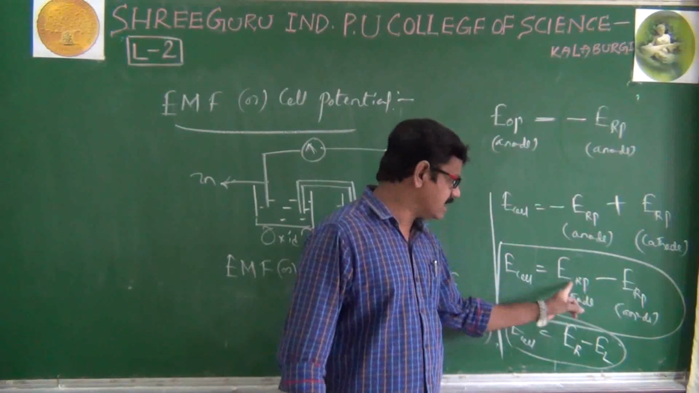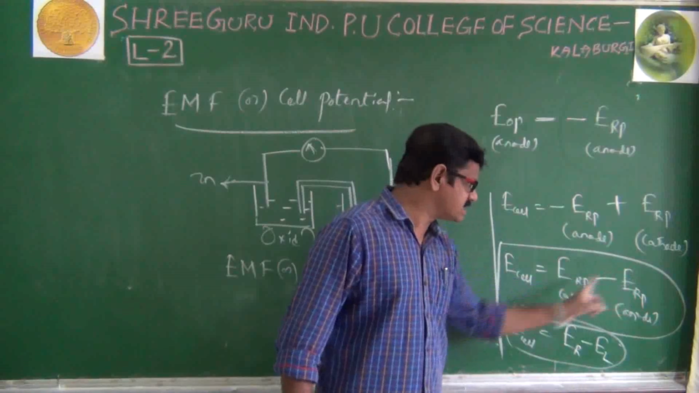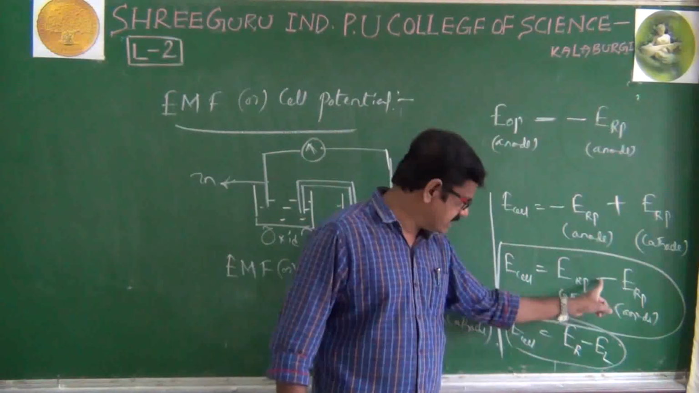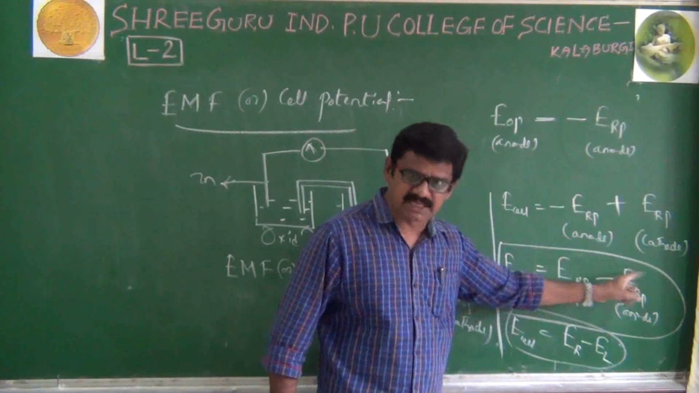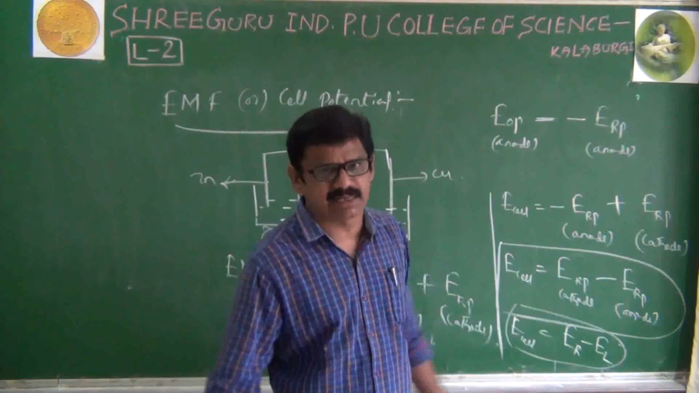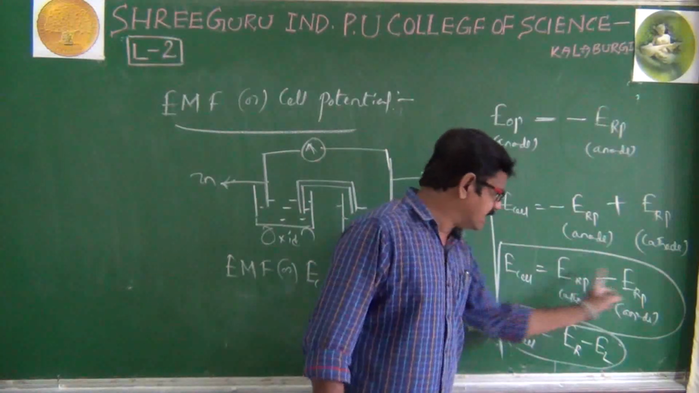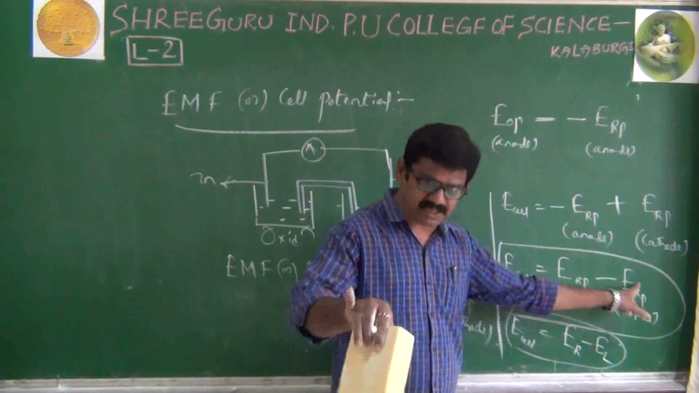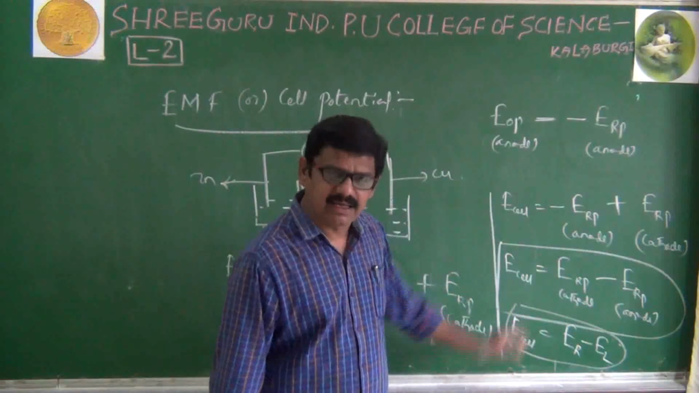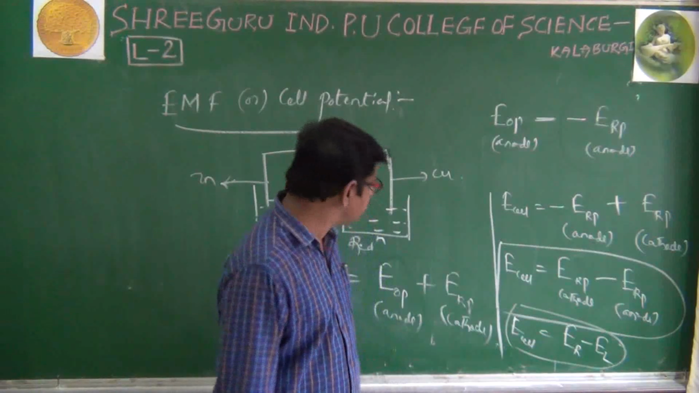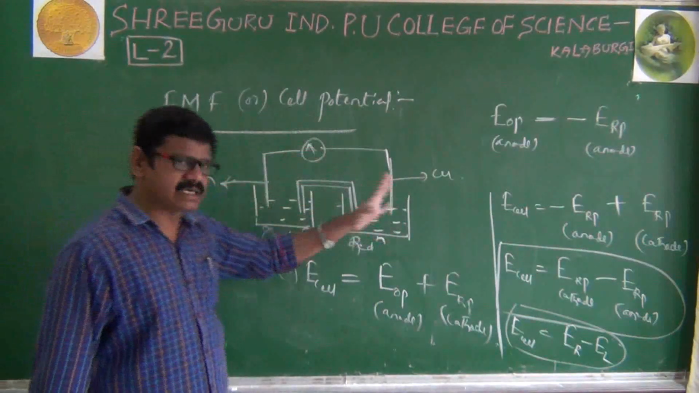That's why the difference of electrode potentials of two half cells, when they are connected to each other, is called cell potential or EMF. Okay, like this we can calculate the EMF or cell potential of a given cell.